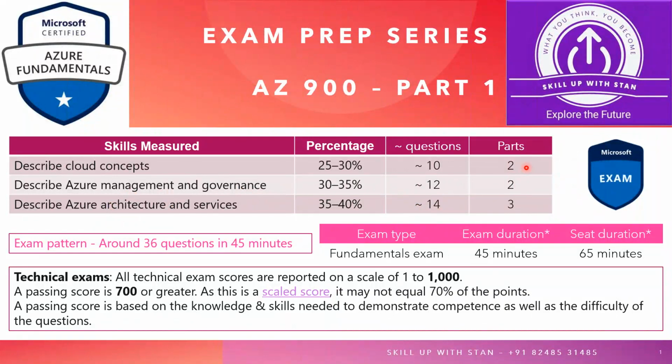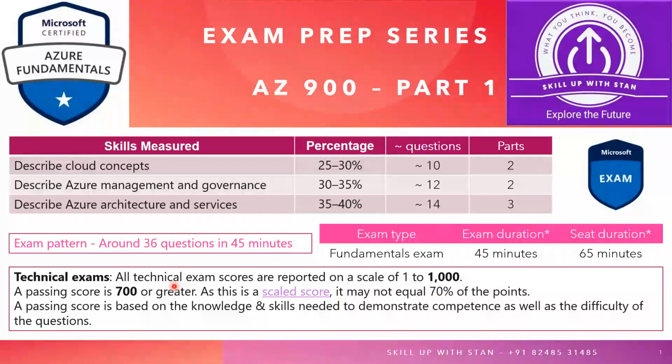So I'm planning to cover these in 7 different parts. The first set will be in 2 parts, and the second one will be in another 2 parts, and the last, architecture and services, will be covered in 3 parts. Overall, all these parts put together will be not more than 3 hours. So it will be 6 parts of 30 minutes each, and one part might be a little lengthy.